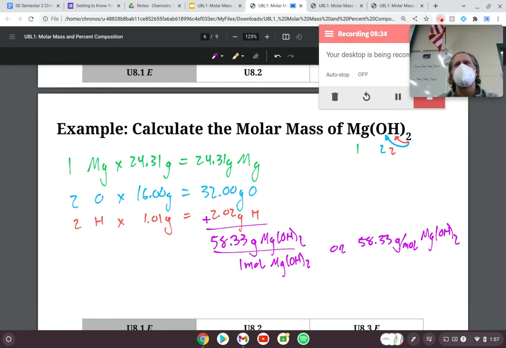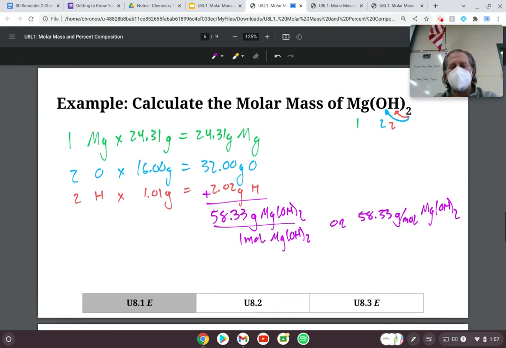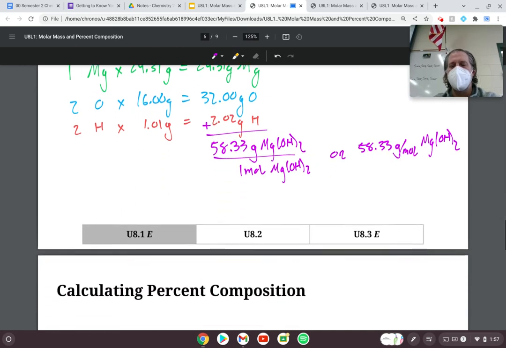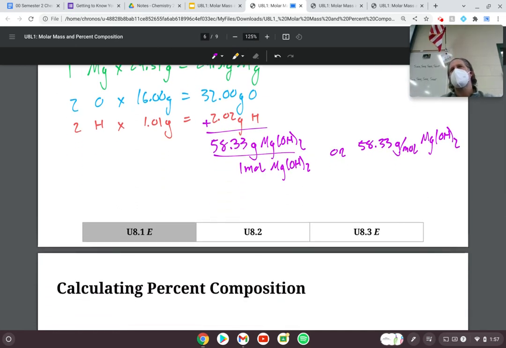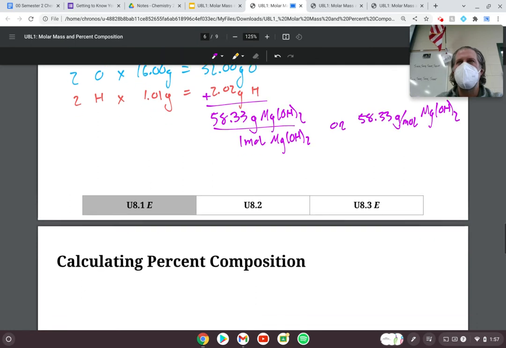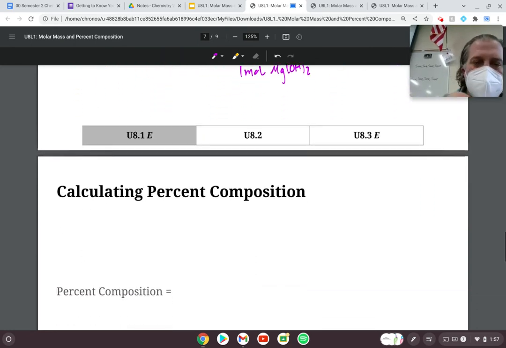Not too bad, is it? Hopefully. Yes, no? All right. The next thing we're going to talk about is percent composition. I'm going to start talking about percent composition.